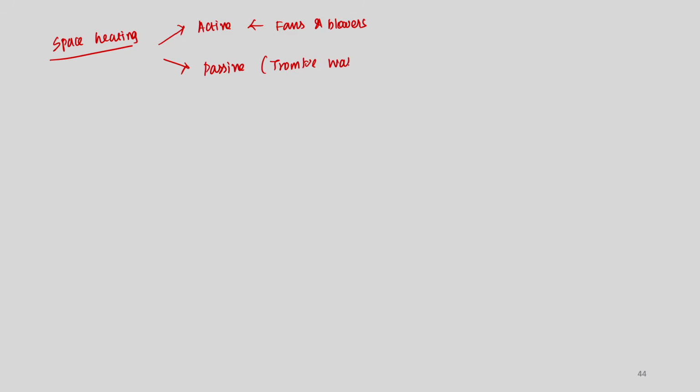Right, and then space heating applications. Here too we have two methods: one is active, where we use fans and blowers, and the second one is the passive method by natural circulation. The famous concept of the Trombe wall is from the passive method.